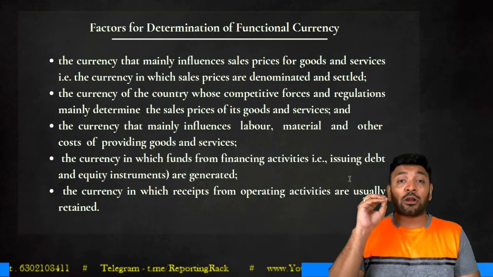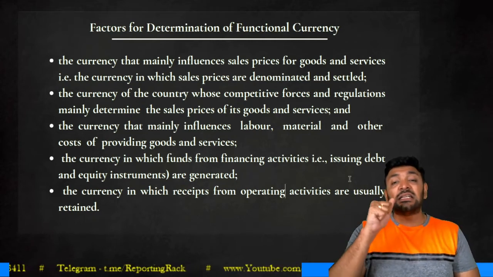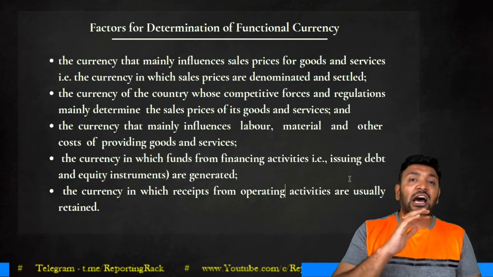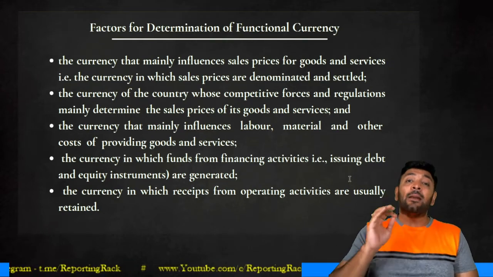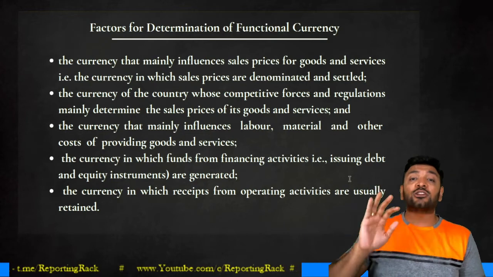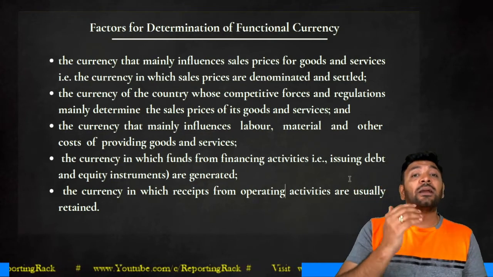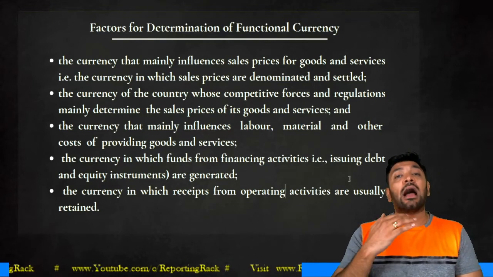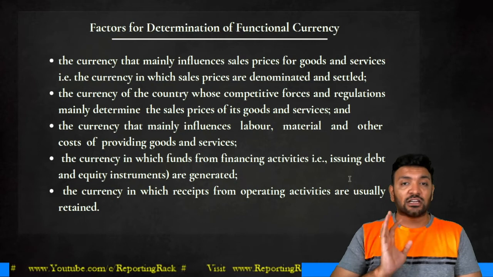These are the currencies in which financing activities raise funds. Which currency can be called a functional currency? The currency in which the receipts from operating activities are usually retained. I have a tendency of receiving rupees, but I convert them into dollars and store them in dollars because I have payments in dollars. Therefore, the dollar becomes a functional currency even though I am receiving in rupee terms. Therefore, it should be considered as a functional currency.